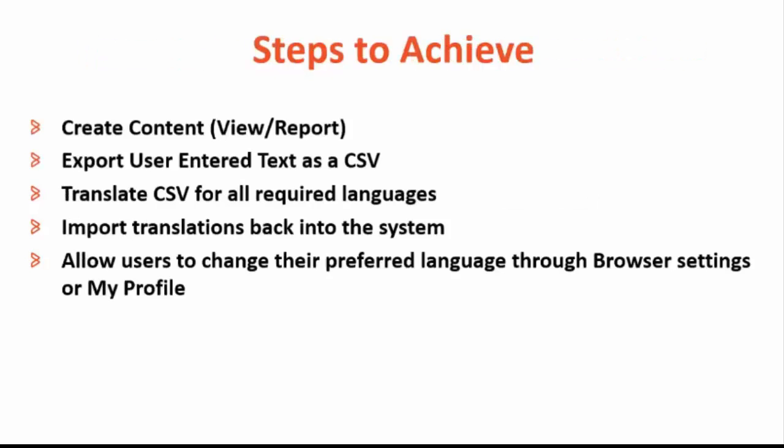Steps to achieve: create a content, views or report, and next step is export user entered text as a CSV file, and next step is translate CSV for all required languages, and next step is import translations back to the system, and last, allow users to change their preferred language through browser settings or my profile.